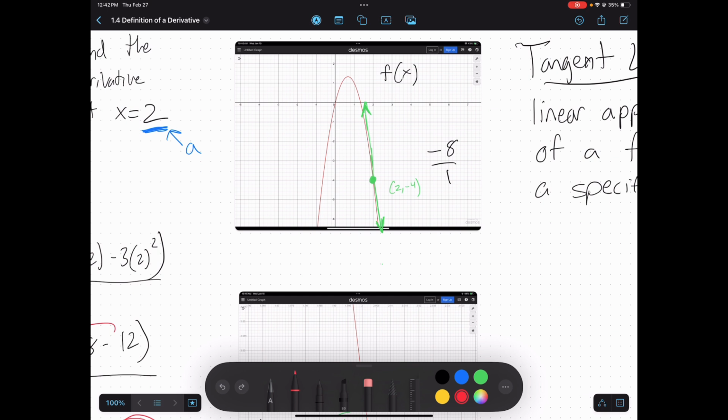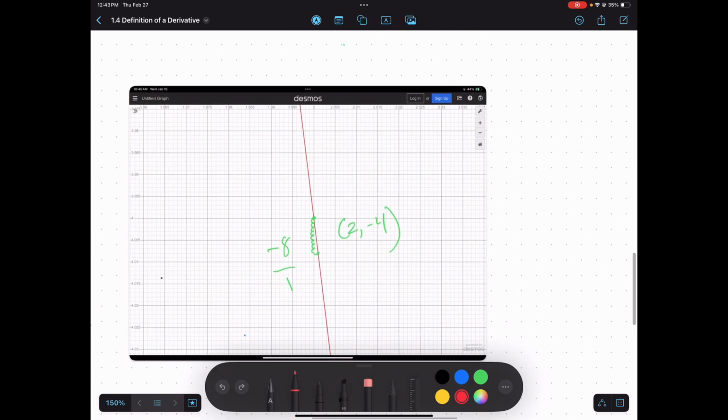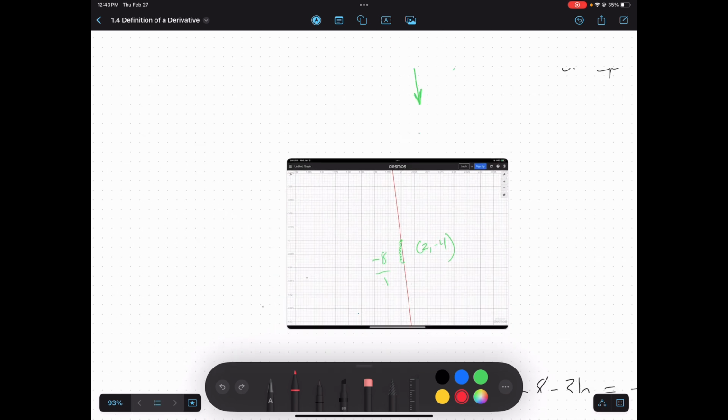Well, guess what the slope of that tangent line is? It's negative 8 over 1, right? That's pretty much what we did here. This is a tangent line. We zoomed in so far that it's effectively linear, it looks linear, that's what the tangent line is. It's a tangent line approximation. It's a linear approximation of what the function is doing.